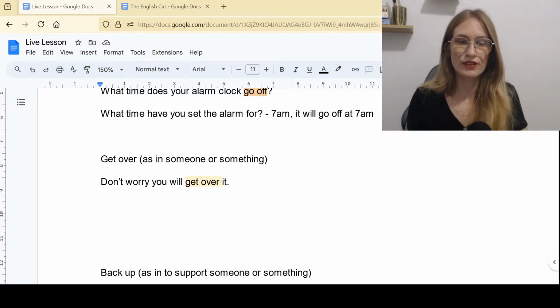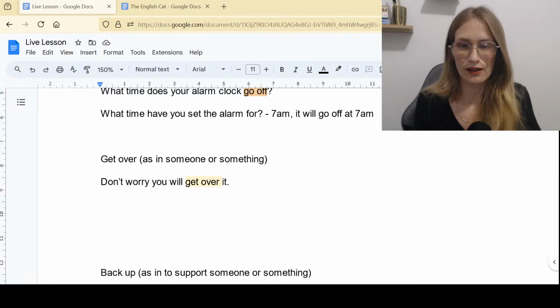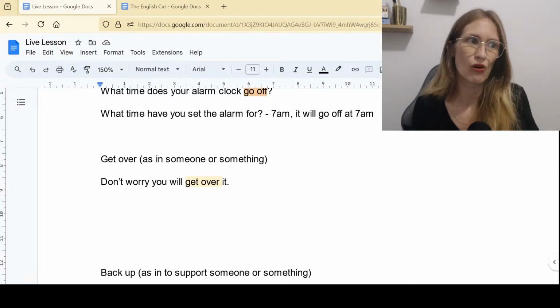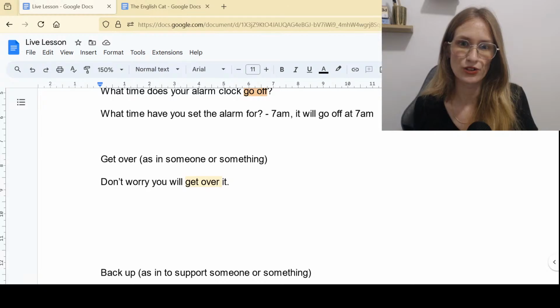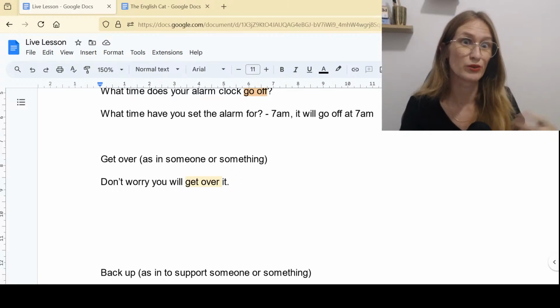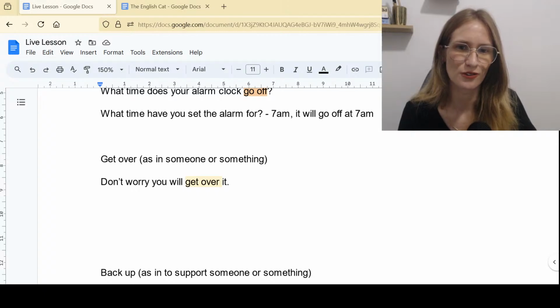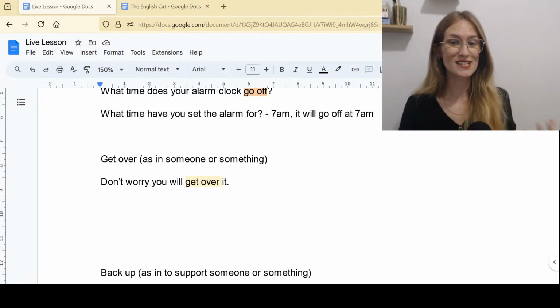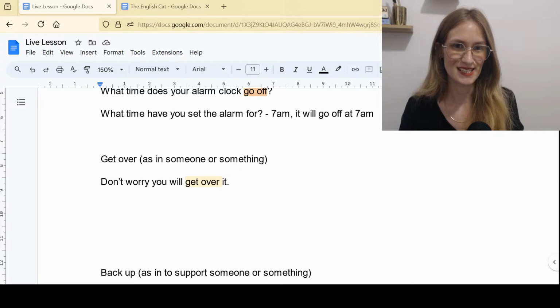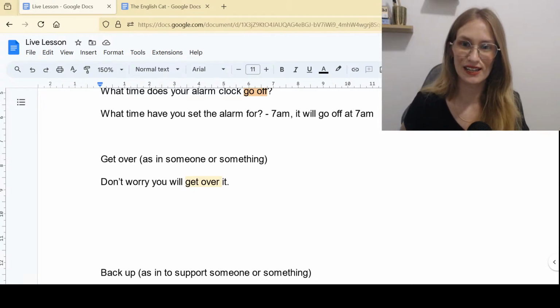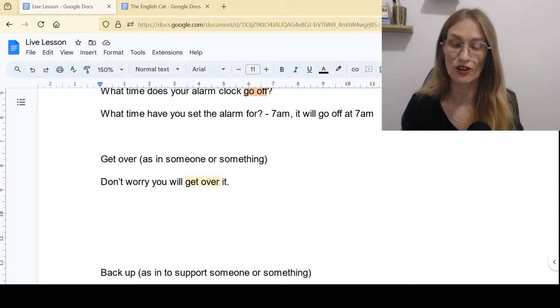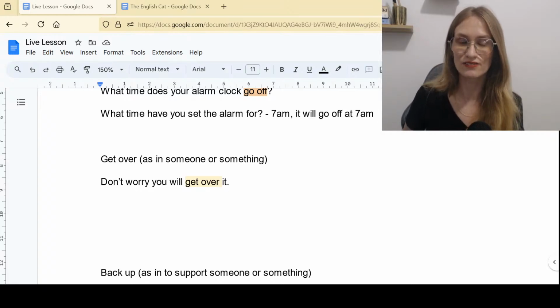So think about a breakup or losing a job or finding a house that you really want to buy or rent, and somebody else rents it before you, and it upsets you. You need time to get over it, which means eventually it won't be so upsetting, but you will eventually recover. Exactly, Sonia, recover. You will eventually recover from this situation.